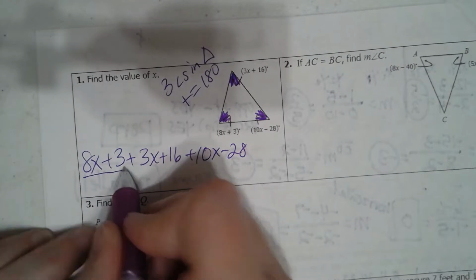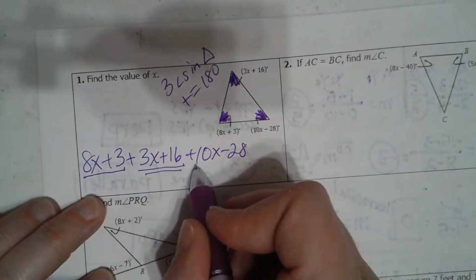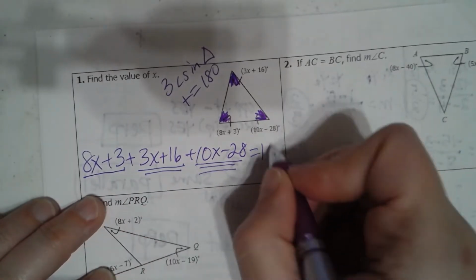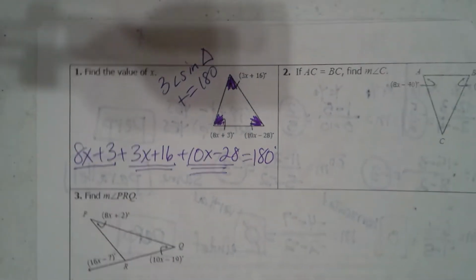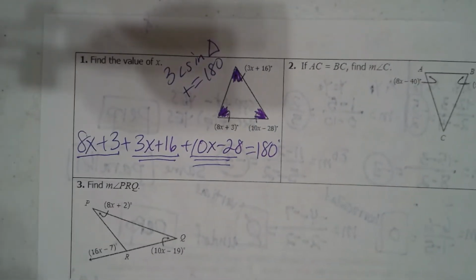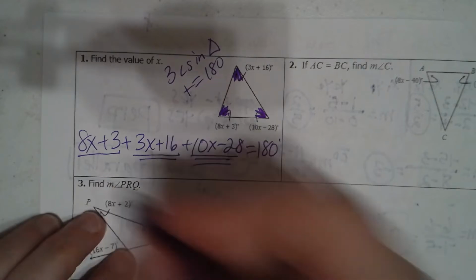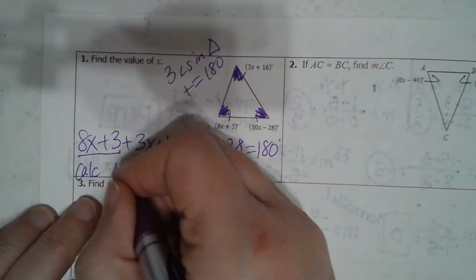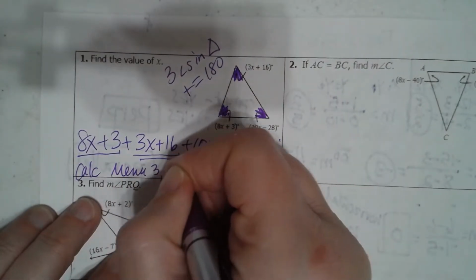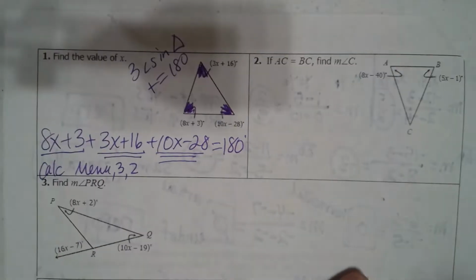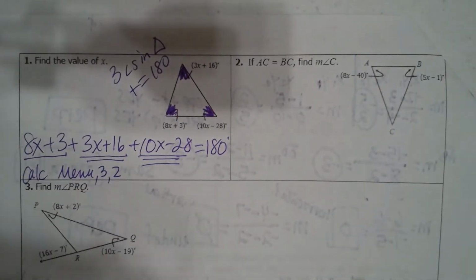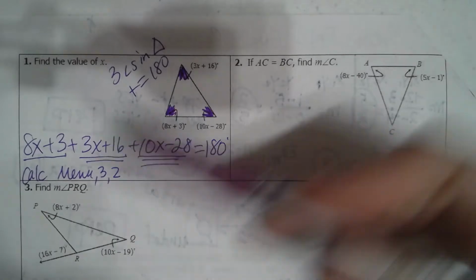So this is the first angle, this is the second angle, and this is the third angle, and together those all add up to 180. And once you have that written, you can pick up your calculator. Okay, calculator, menu 3, 2, whatever the answer is. Find the value of x, we'd be done.